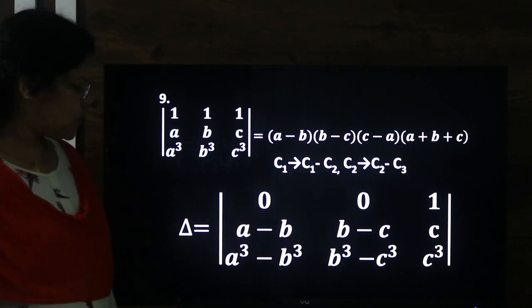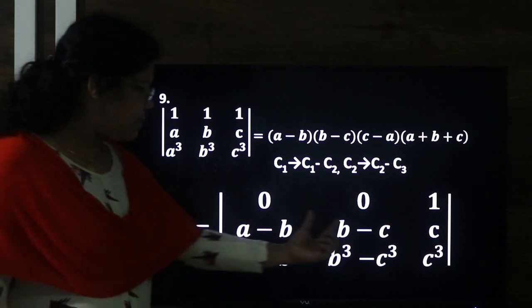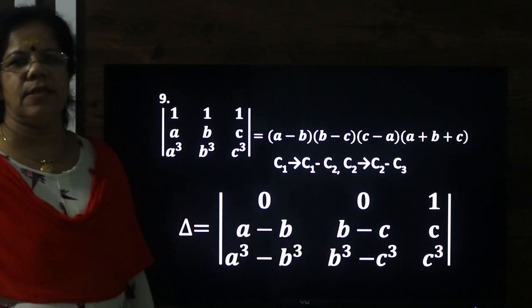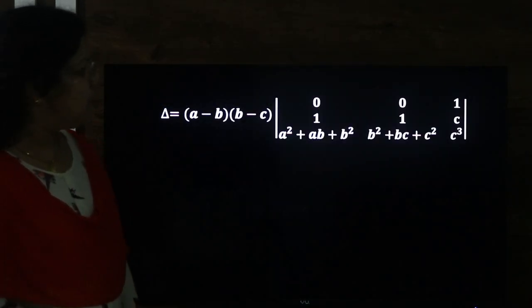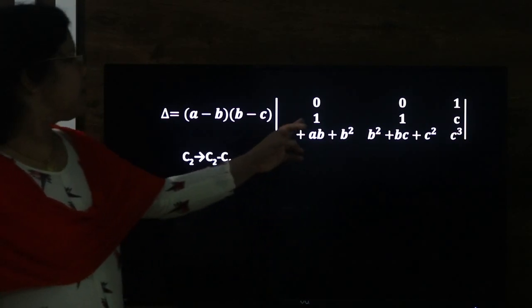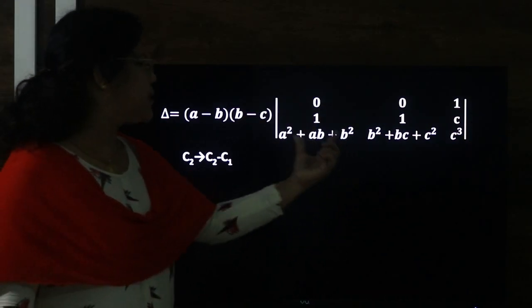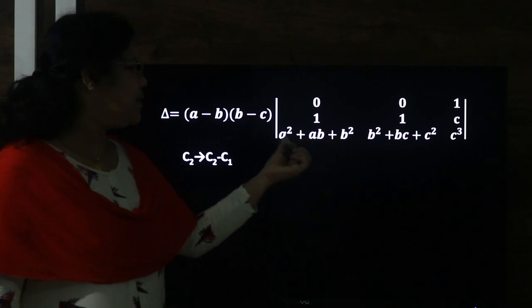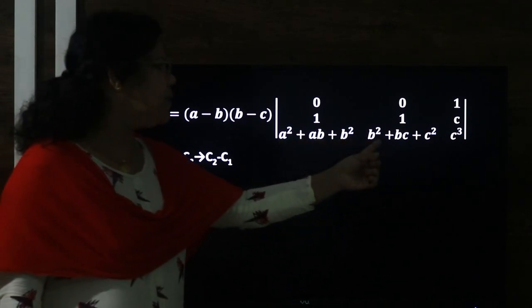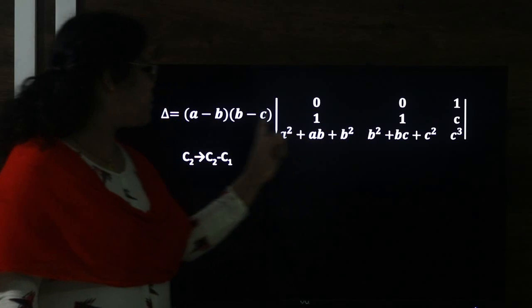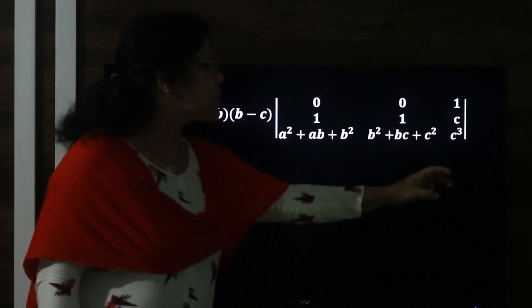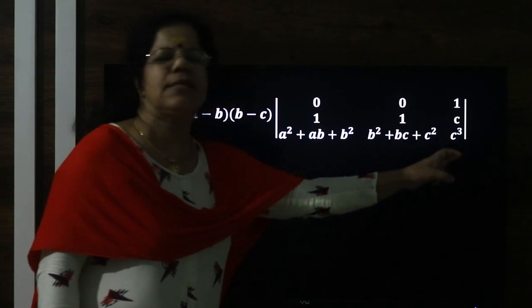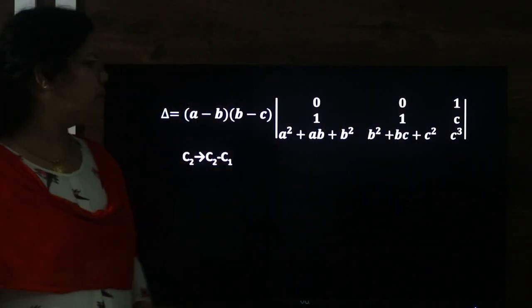So taking those two things, a minus b and b minus c, outside, what is going to happen? We get a minus b into b minus c. Then the remaining one, the next factor, is a square plus ab plus b square, and for b cube minus c cube, b minus c outside into b square plus bc plus c square. The third column is 1, c cube.